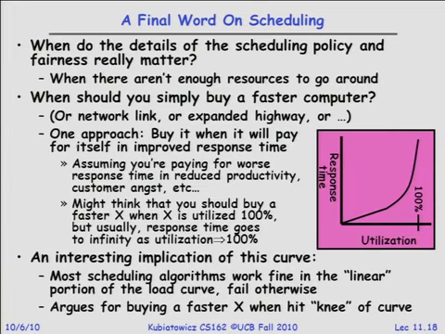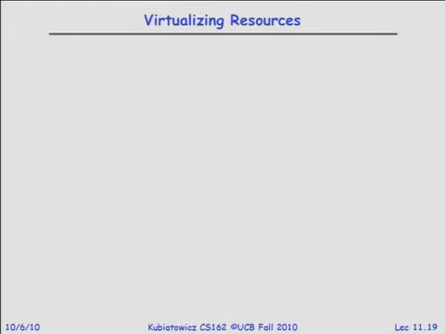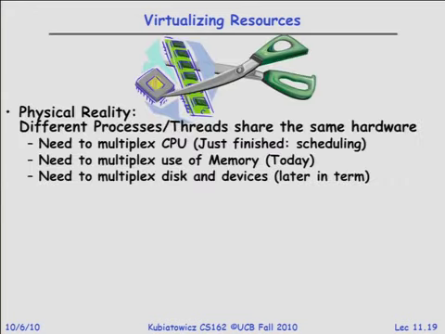All right. So let's switch gears a little again. So we've been talking about virtualizing the CPU with our scheduling algorithms. So let's broaden our horizon to virtualizing other things. And the physical reality is basically different processes and threads share the same resources. Now, we've been talking again about the CPU. But for instance, memory is a resource they share. Disk, network, keyboard, mice, you have it. These are all things that need to be shared.